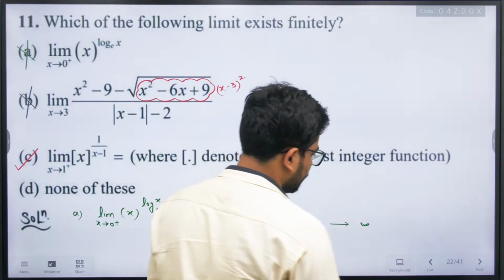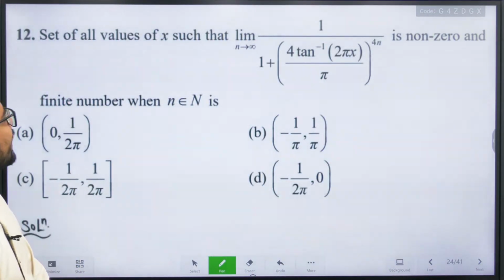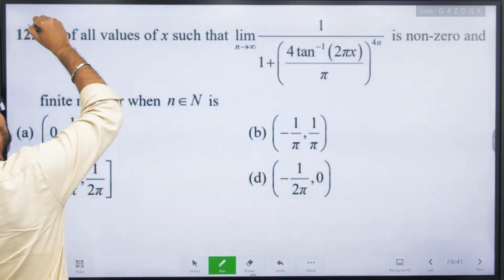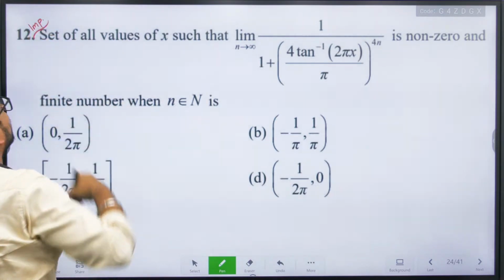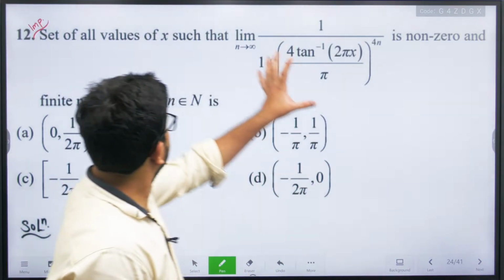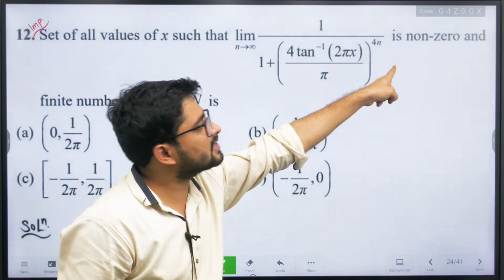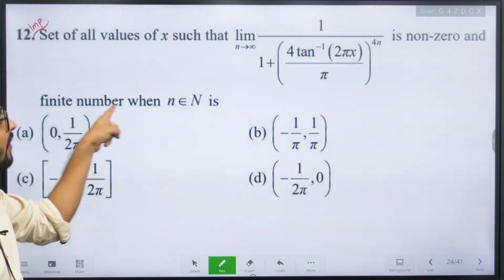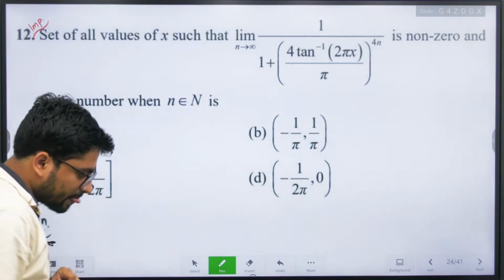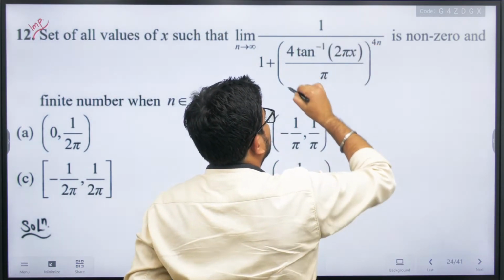12th question here. Again an important one. Set of all values of x such that this limit is a non-zero and finite number, whenever n belongs to natural numbers.